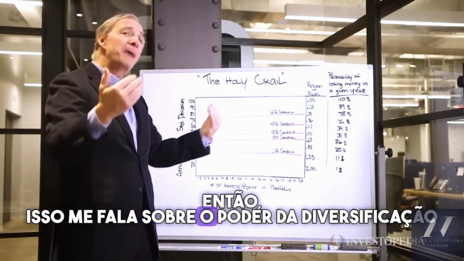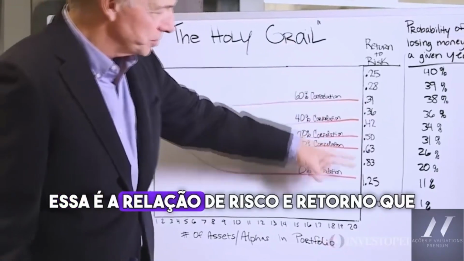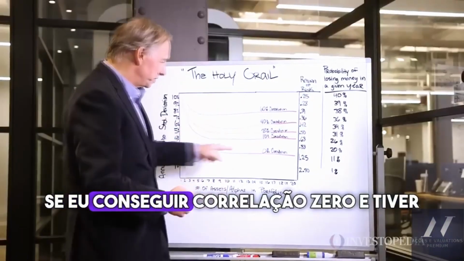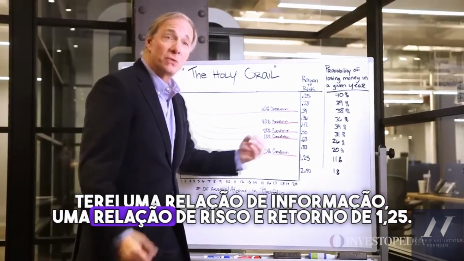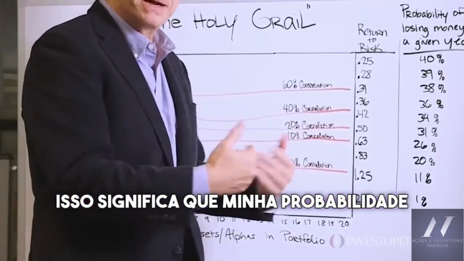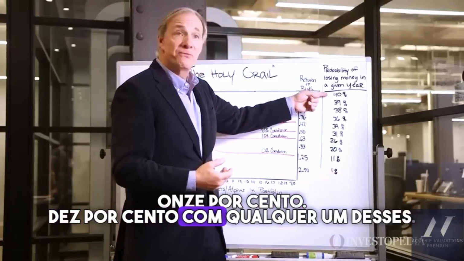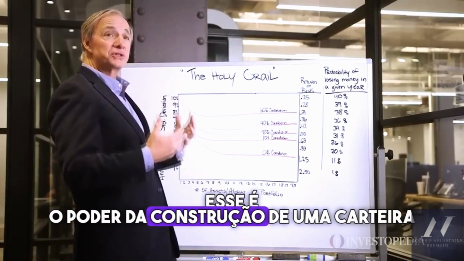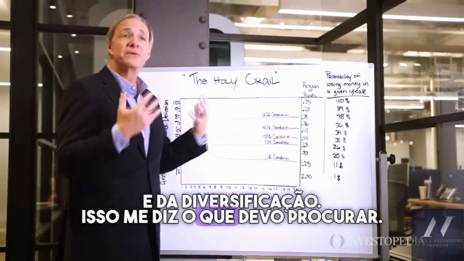So it tells me about the power of diversification and balancing risk. This is the return to risk ratio that happens for each one of those. If I can get 0 correlation and I have 15 to 20, I'll have an information ratio, a return to risk ratio, of 1.25. That means my probability of losing money in a year is only 11%, as distinct from 40% with any one of us. So that's the power of portfolio construction and the power of diversification. It tells me what I have to go after.